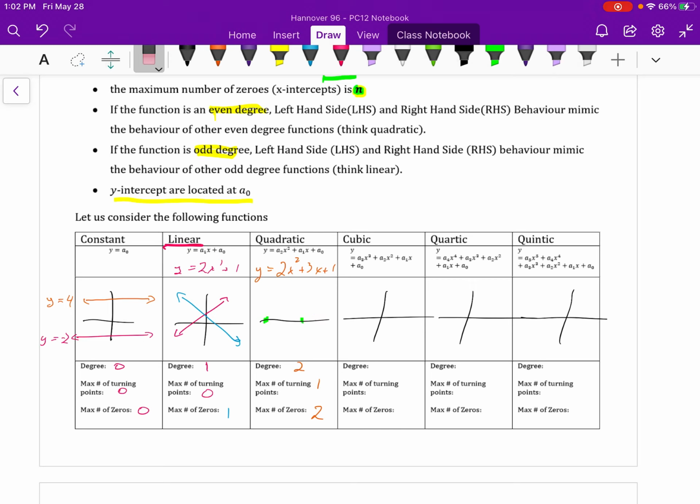Also, parabolas don't always open up. They can also open downward. And the same logic holds that the maximum number of zeros is 2.